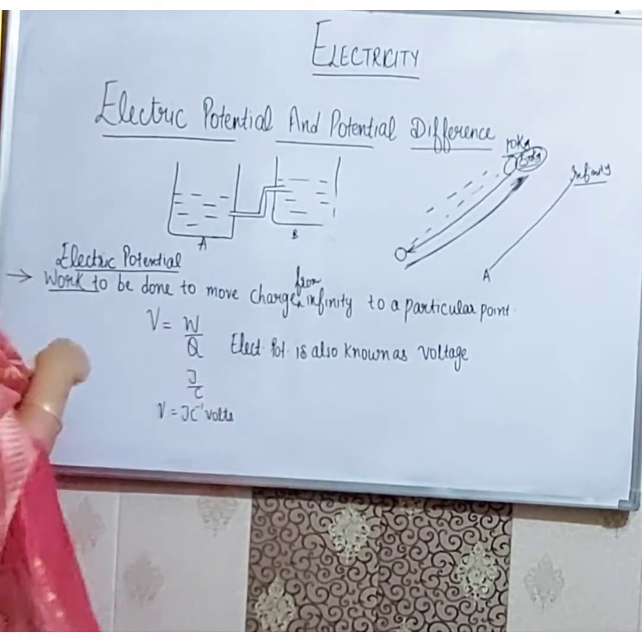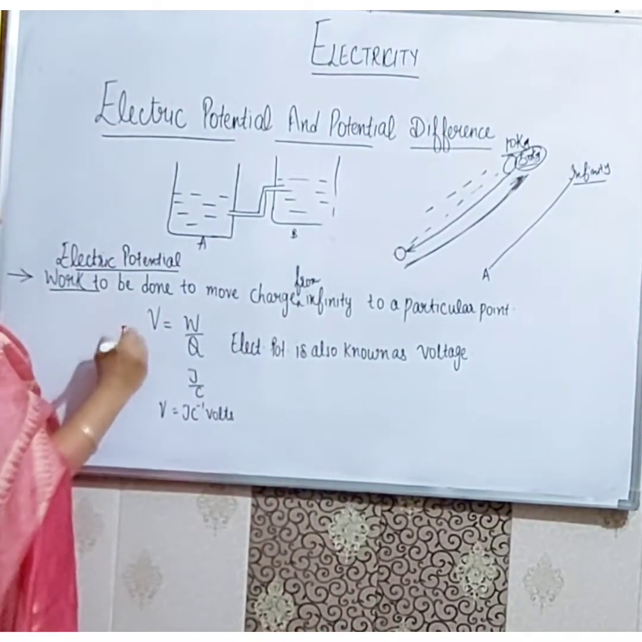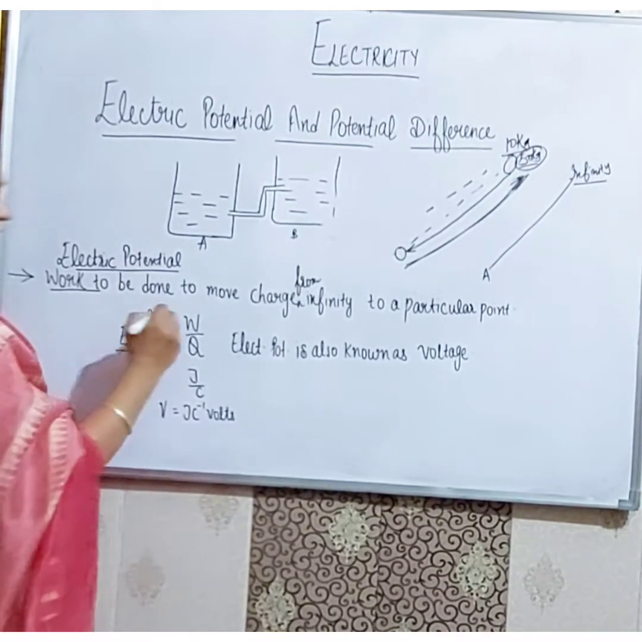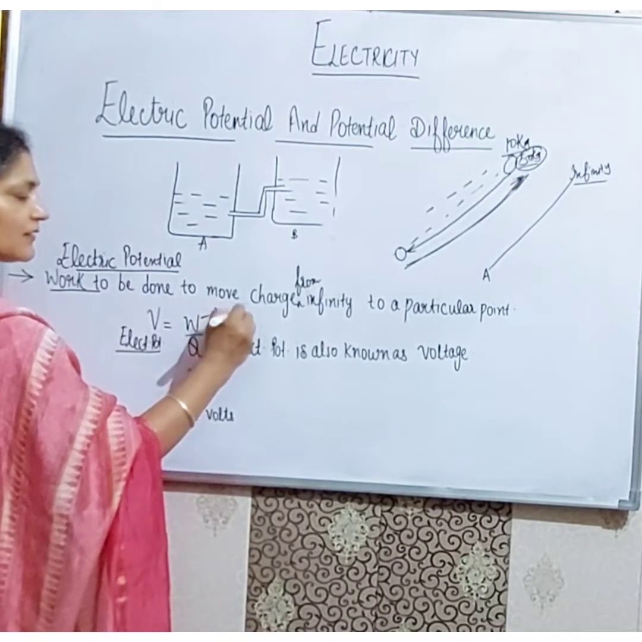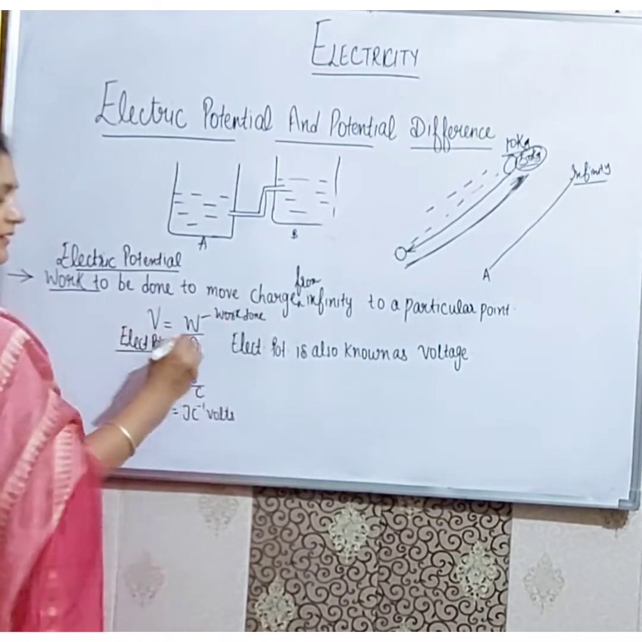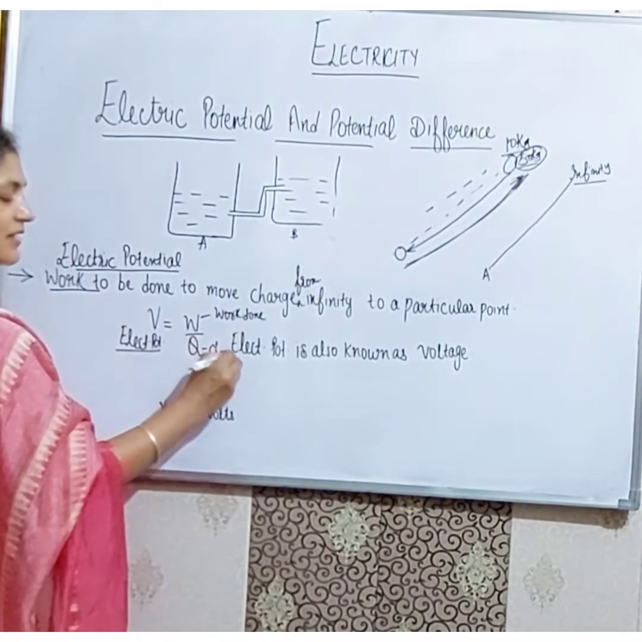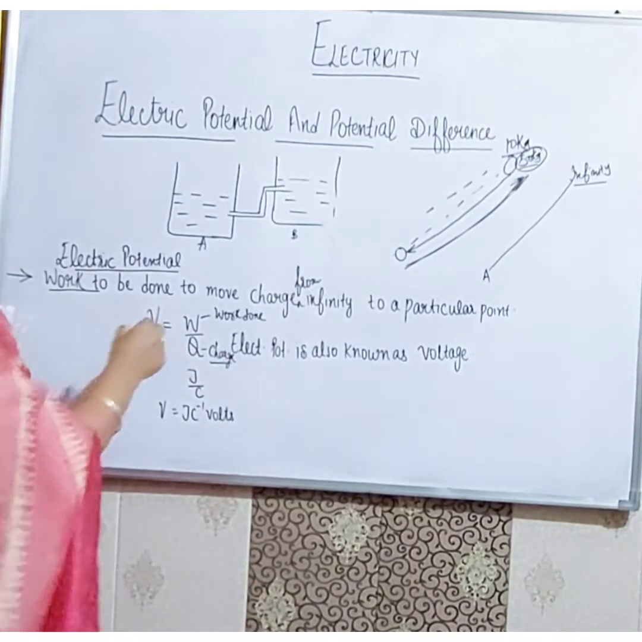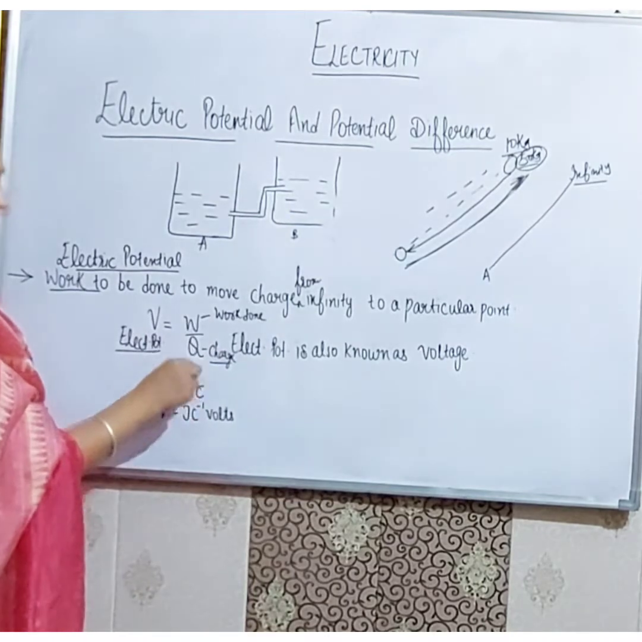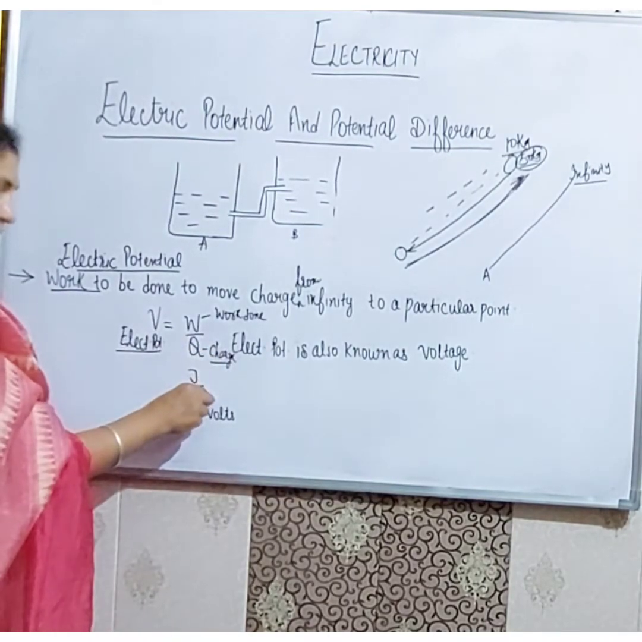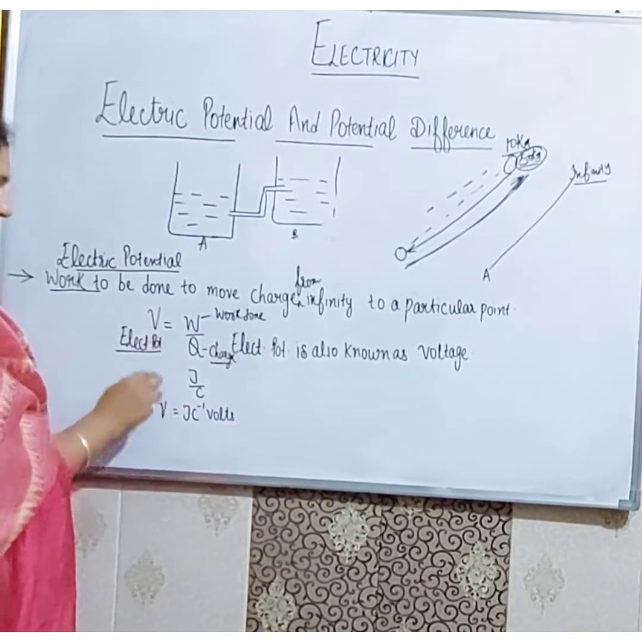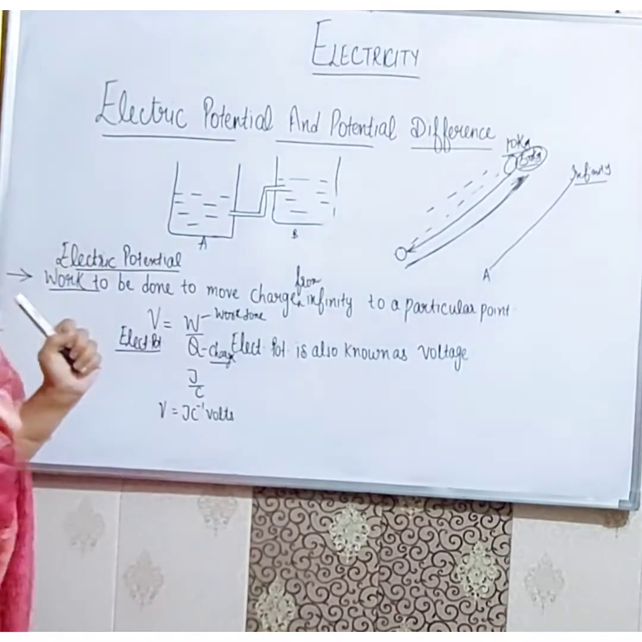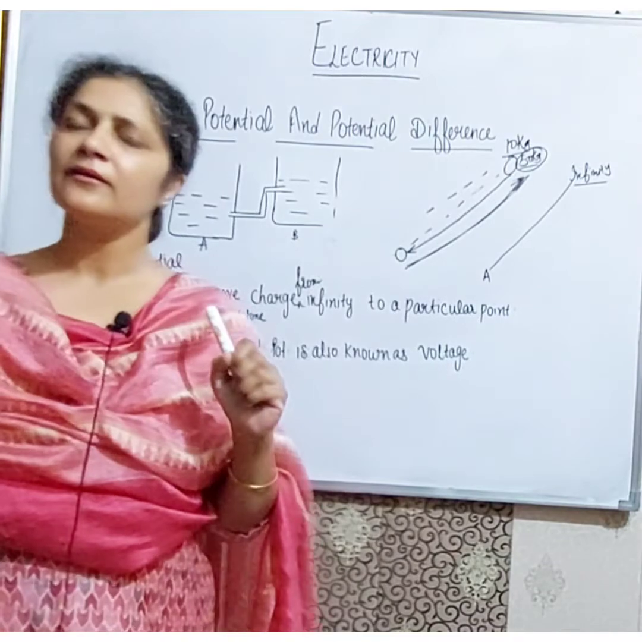So electric potential is denoted by V. W is the work done. Right, students? Work done. And Q is the charge. How much is the charge? As you know, the work done is measured in joules, and charge is measured in coulomb. So the electric potential V is joule per coulomb. Right, students? Joule per coulomb.